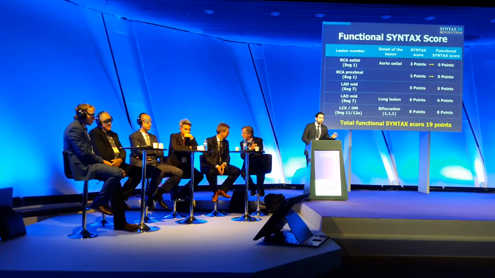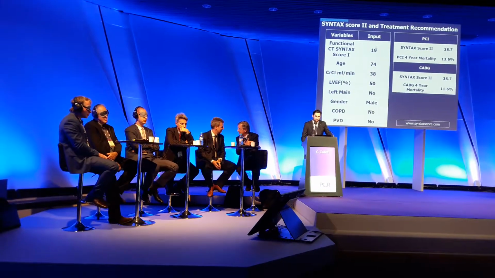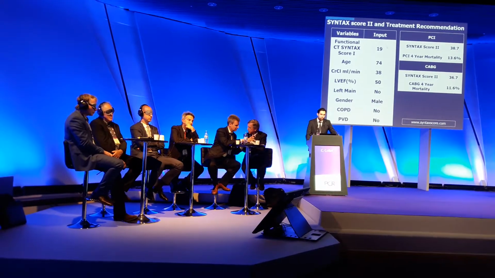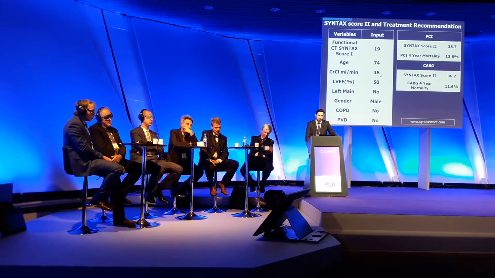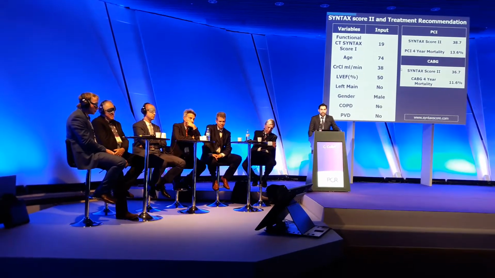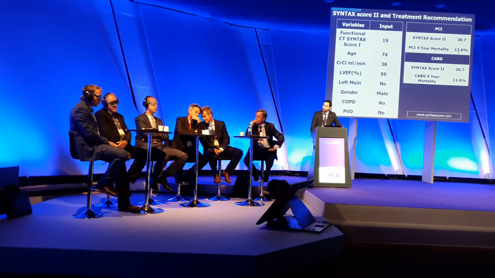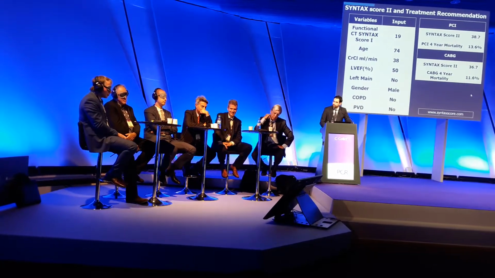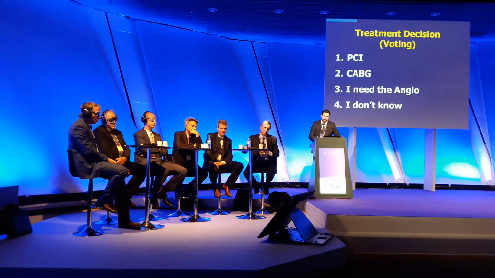We're going to take this functional syntax score to calculate the syntax score 2. Just to remind you, the variables that we put in the calculator of the syntax score 2 are the functional syntax score, the age, and the comorbidities shown in the slide. The predicted mortality for these patients, if it goes for PCI, is 13.6%, and the predicted mortality for surgery is similar, 11.6%. The treatment recommendation is equipoise between surgery and PCI.